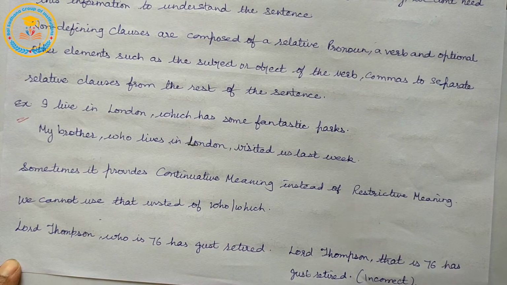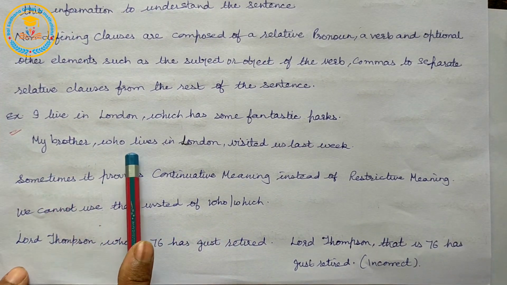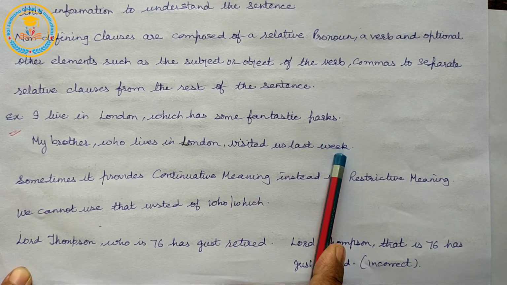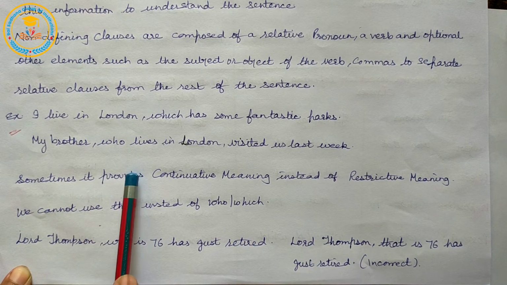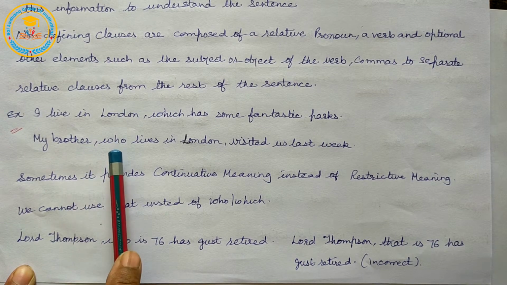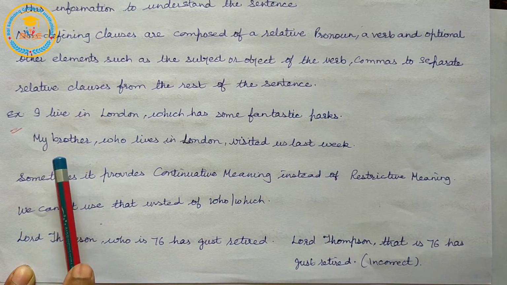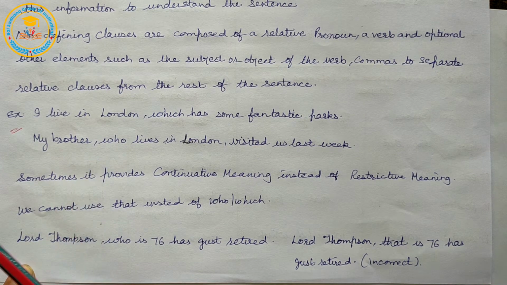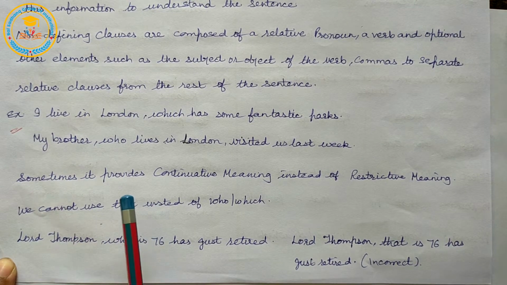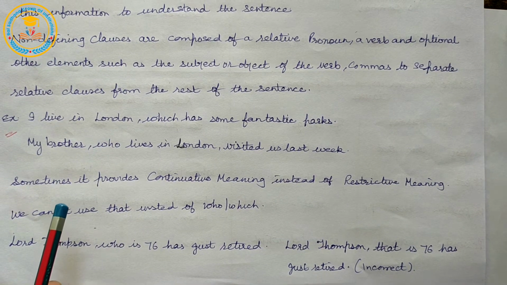Similarly, in the second sentence, my brother, who lives in London, visited us last week. By the use of commas, my brother, comma, who lives in London, comma, visited us last week. So, by the use of commas, who lives in London is a non-defining clause. This sentence means a brother of mine who lives in London visited us last week.